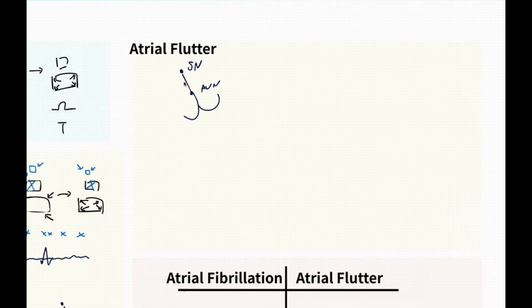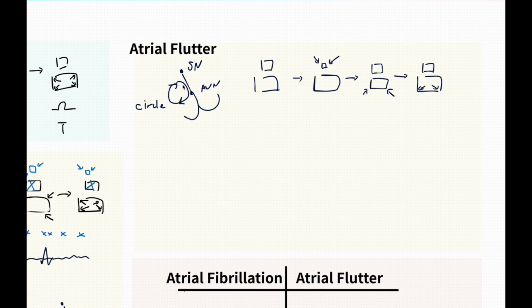Atrial flutter is caused by re-entry of electrical activity in the atrium. Electrical activation circulates along a fixed pathway, most commonly around the tricuspid valve. Because of this stable re-entry circuit, the atrium is stimulated in a regular and constant pattern. On ECG, atrial flutter shows P waves with the same shape repeatedly. This creates a characteristic sawtooth pattern. The atrial rate is usually around 300 beats per minute.